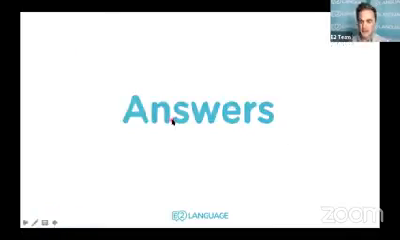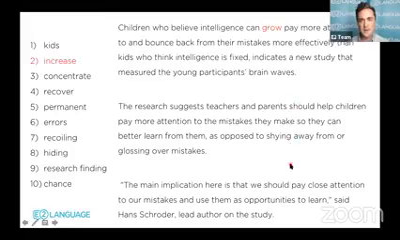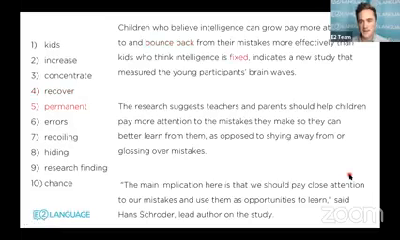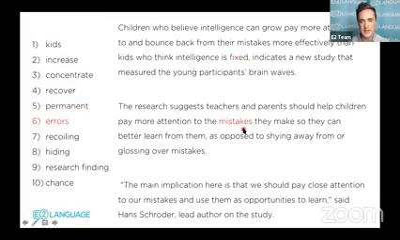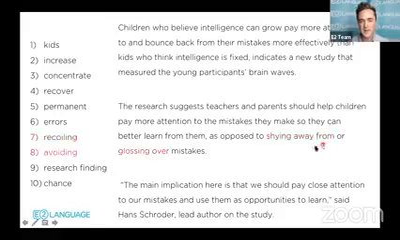Let's look at the answers. Kids, children, right? Increase, grow. Concentrate, well, attention or pay attention. Recover, bounce back. Permanent, fixed. Errors, mistakes. Recoiling, shying away from. Avoiding, glossing over.